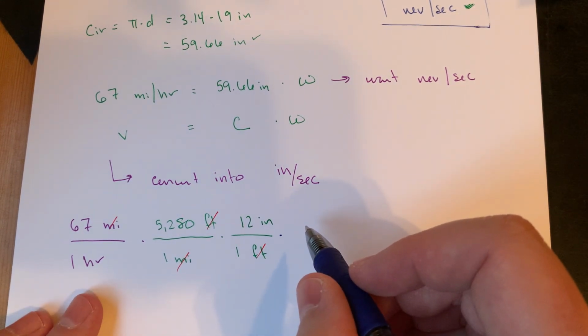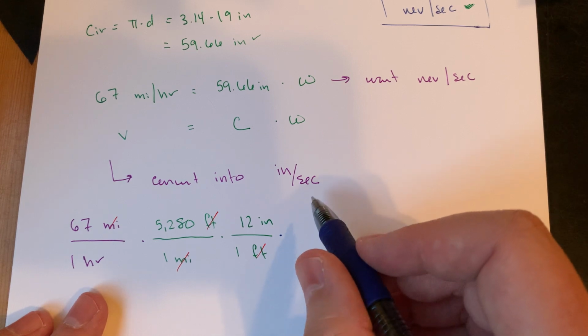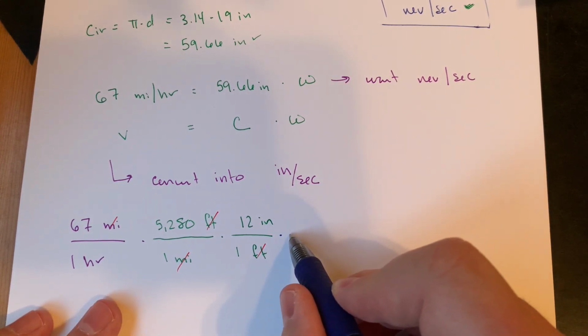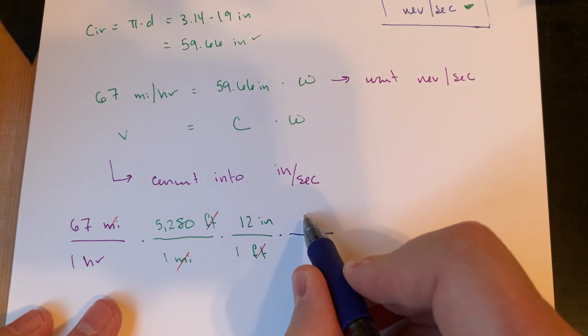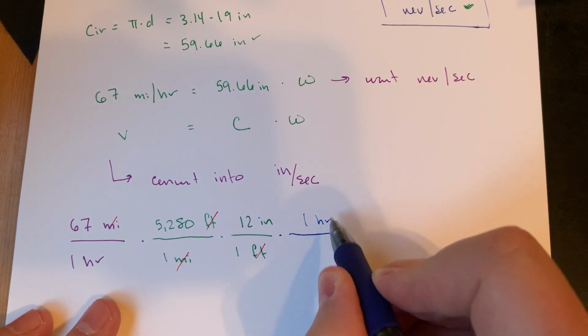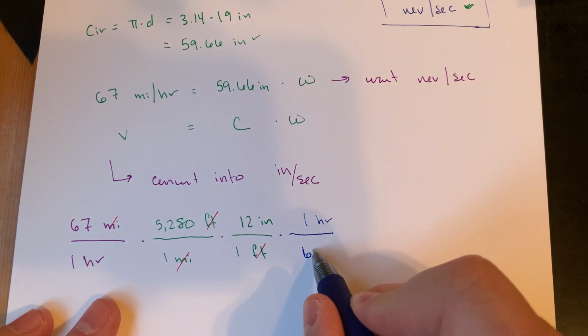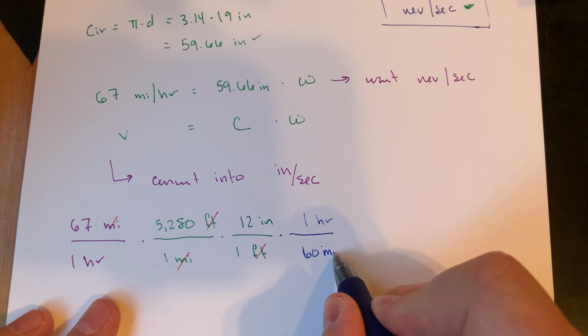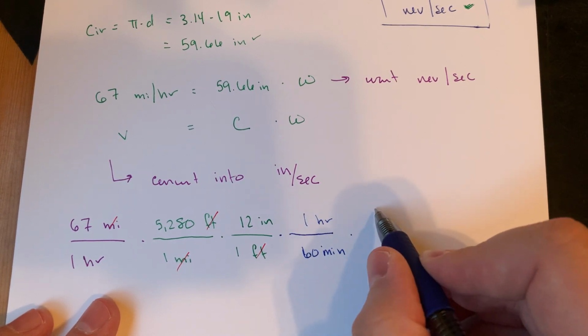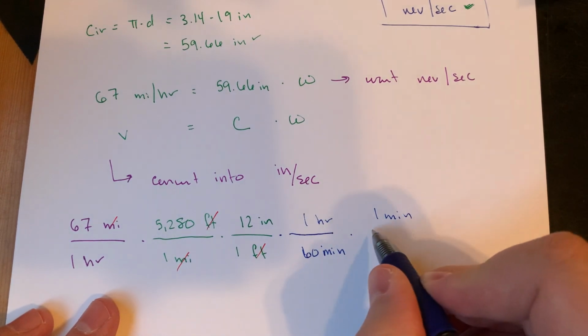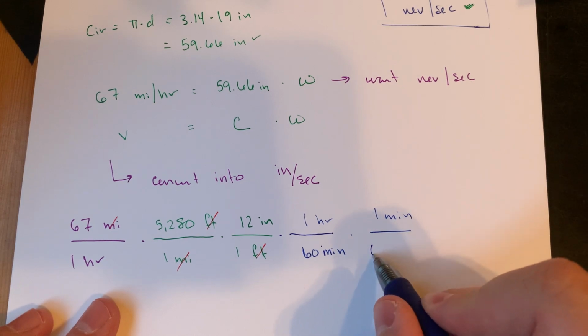So then for my time, I want to convert from hours to seconds. And these are time units that are on the bottom. So I'm canceling hour on top, 60 minutes for every hour. And then I'm going not just per minute, but down to the second.